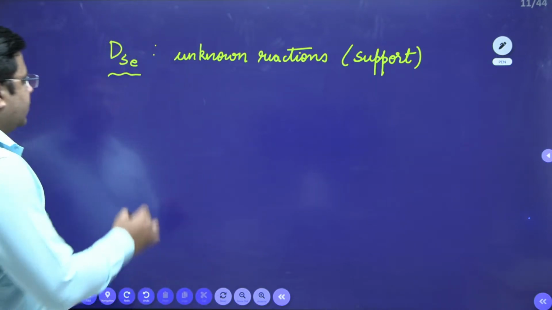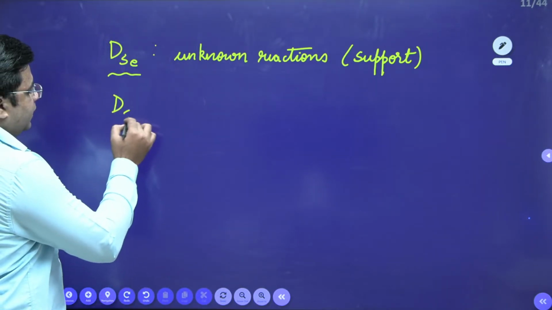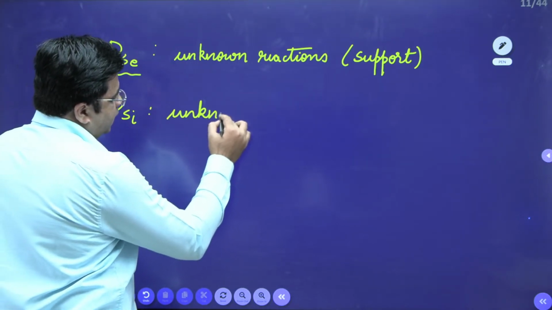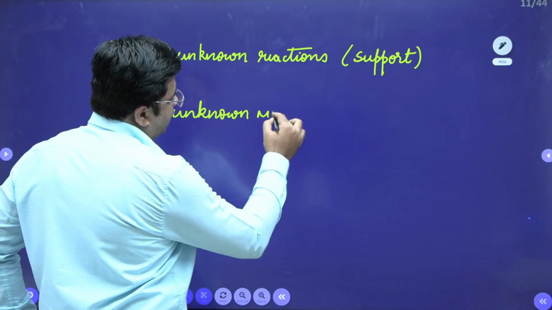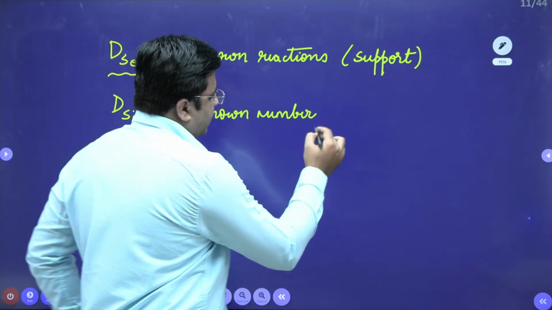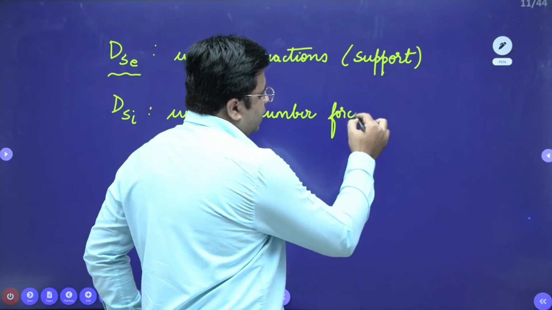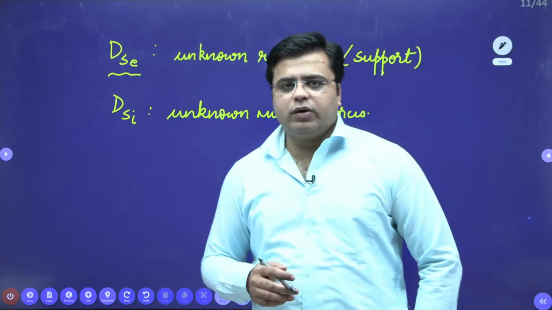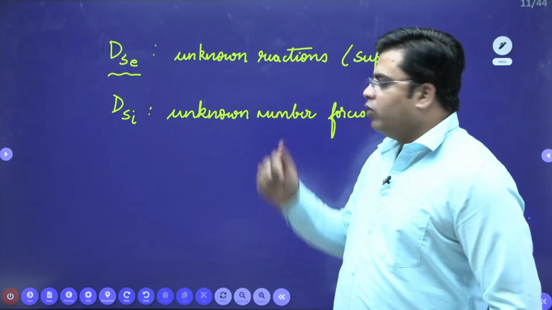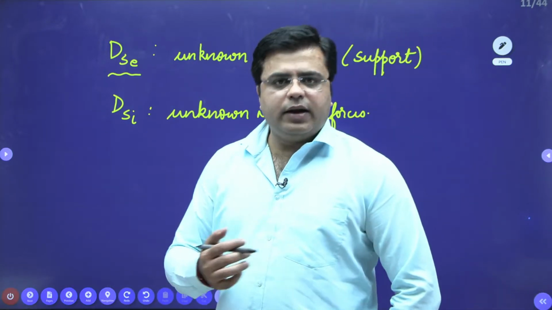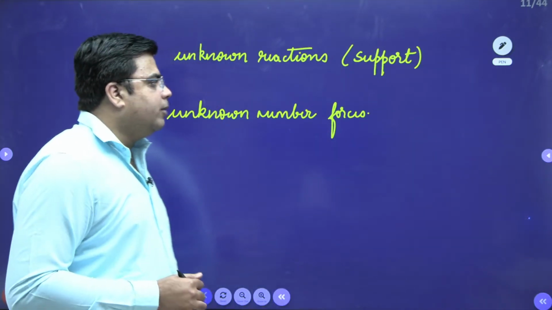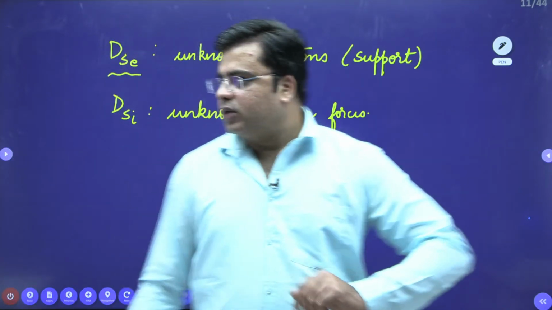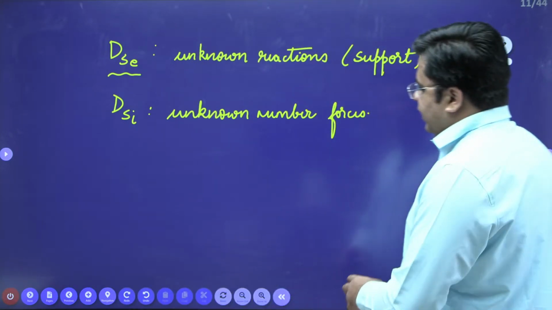Okay. On the other hand, degree of internal indeterminacy, DI, deals with the unknown member forces, right? So, degree of external indeterminacy tells us about how many extra equations are required to determine the unknown reactions, and degree of internal indeterminacy tells us about how many extra equations are required to determine the unknown member forces. Okay. So, this is about the degree of static indeterminacy.